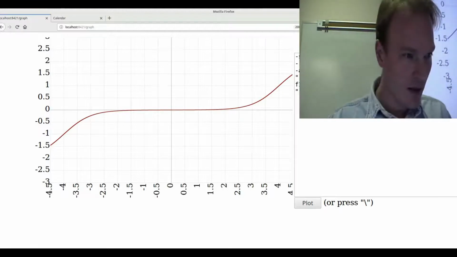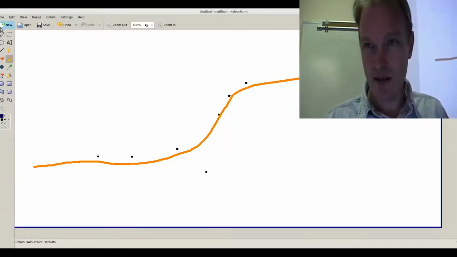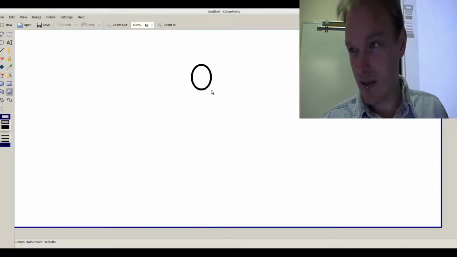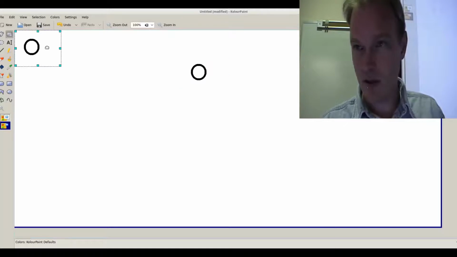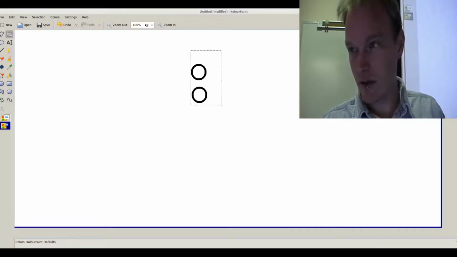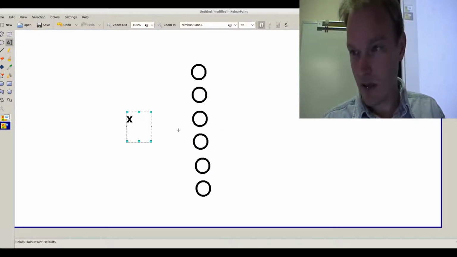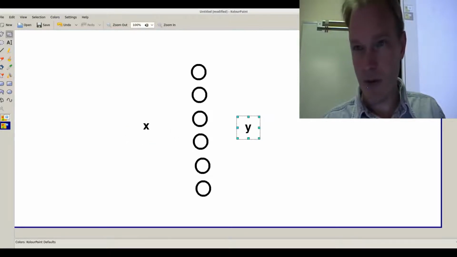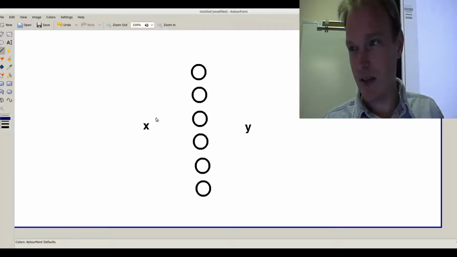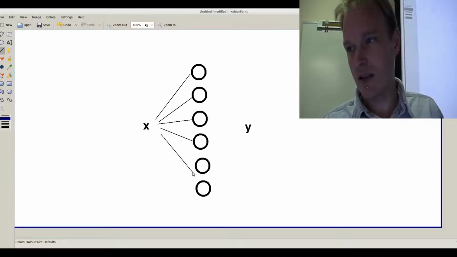Okay. So next, let us consider a model that consists of several units in this form, such that I have x and y. And for now, just for intuition's sake, let's pretend that x is just a scalar, it's not a vector, y is just a scalar too.